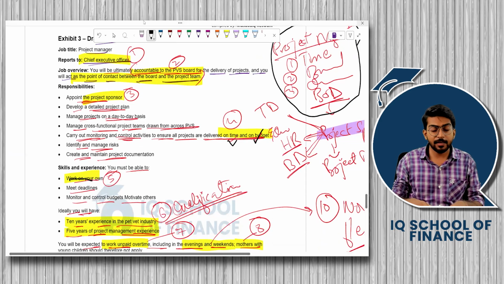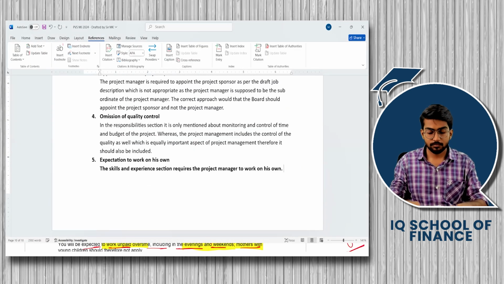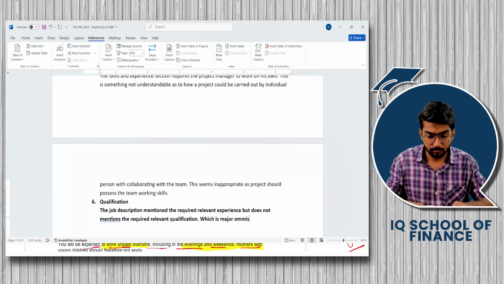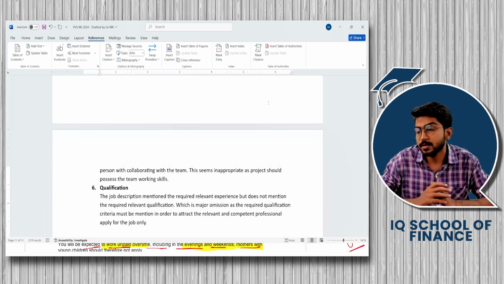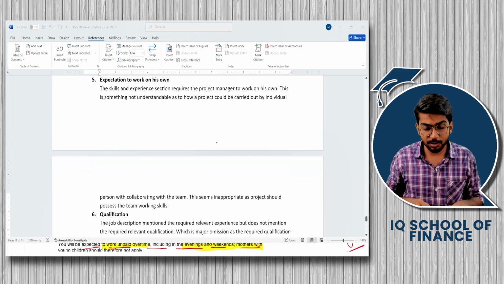Have you ever heard that any project is done by a single person? It's not possible. Project is always carried out by the team, and project manager is the head of the team. Not possible. Yes. So now draft this thing. Yes, Neha. Good.